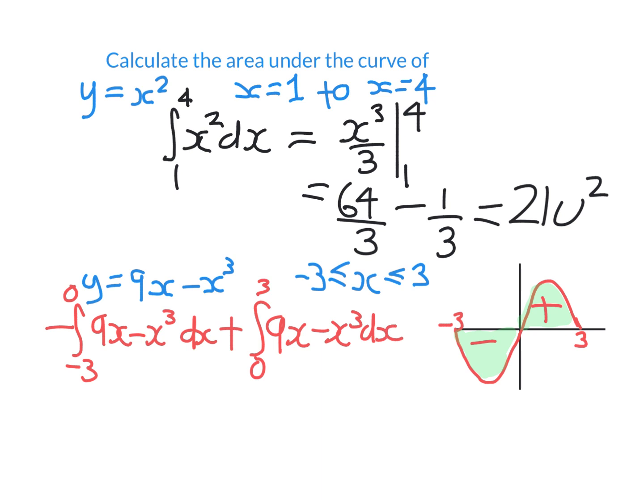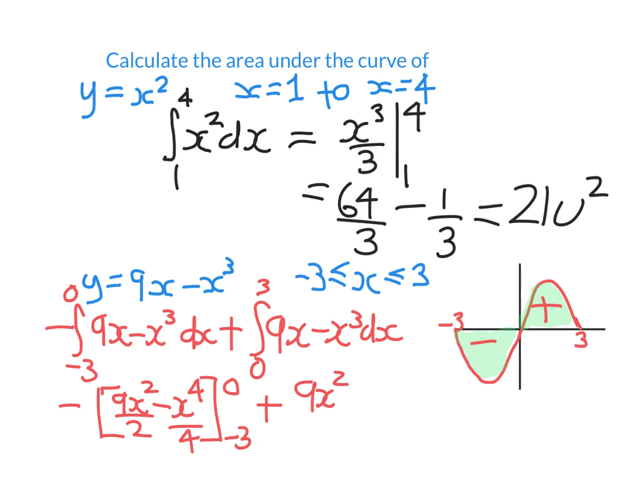So let's perform these separately. Over here for this one, we have our negative out the front. We're going to increase the power by 1, divide by the new power, increase the power by 1, divide by the new power. We need to evaluate that at -3 and 0. That's what the fundamental theorem of calculus says. And then similarly over here, we're going to increase the power by 1. We're going to get the exact same antiderivative, and this time we're going to evaluate it at 0 and 3.